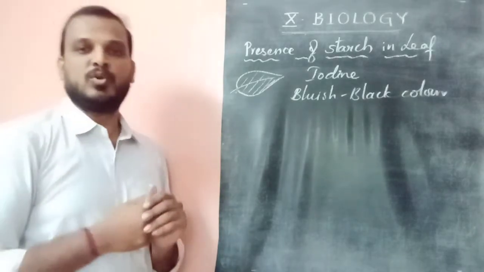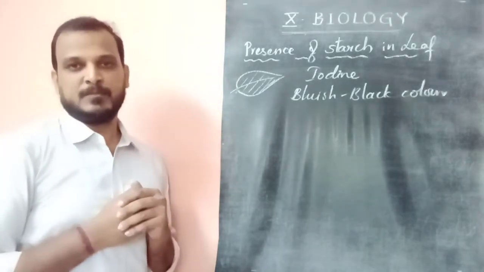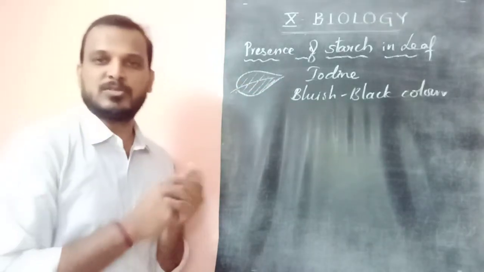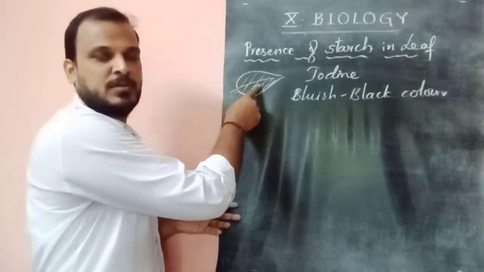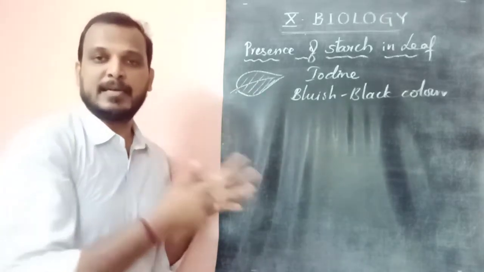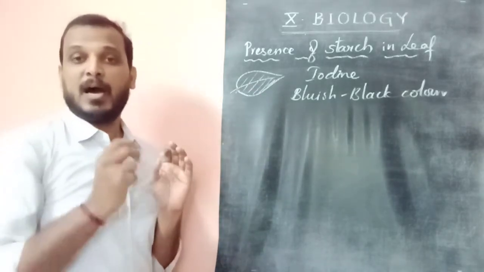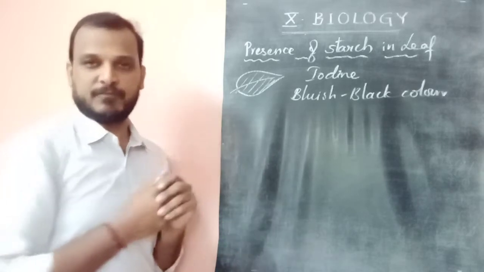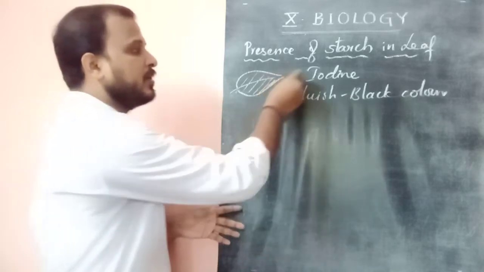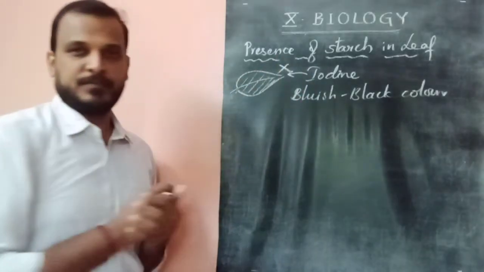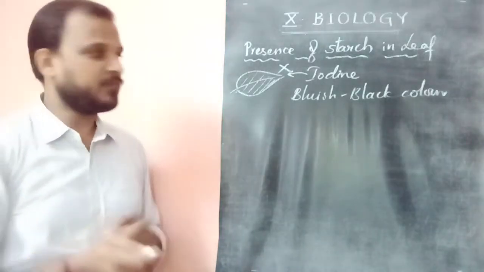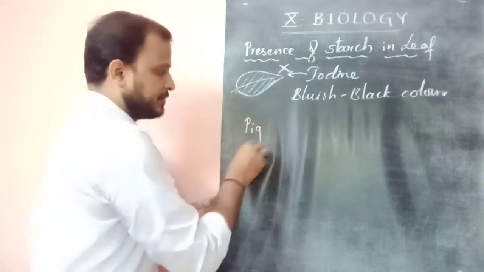Here we need to know one more thing, one more barrier. What is that barrier? We are simply telling that iodine is used to test the presence of starch. If you add iodine drops on this leaf and it turns bluish black, we can directly tell that yes, starch is present. But iodine doesn't react directly on the leaf. Here is an exception, a barrier in this experiment. Why doesn't iodine directly react on the leaf? Because the leaf has different pigments. We need to know about pigment here.